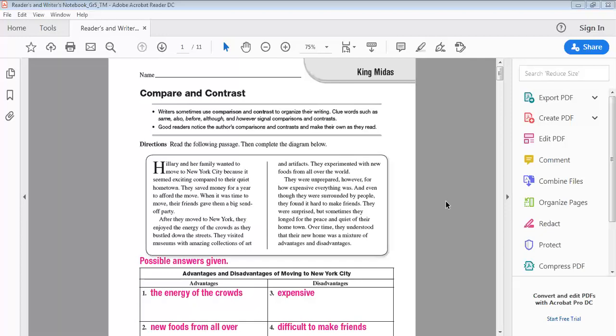Now let's look at compare and contrast again. When we say compare, let's look at the first word, compare. Compare is when you put together two or more things or people and you look for the things that they have in common, right? The things they have in common. What are we saying here?